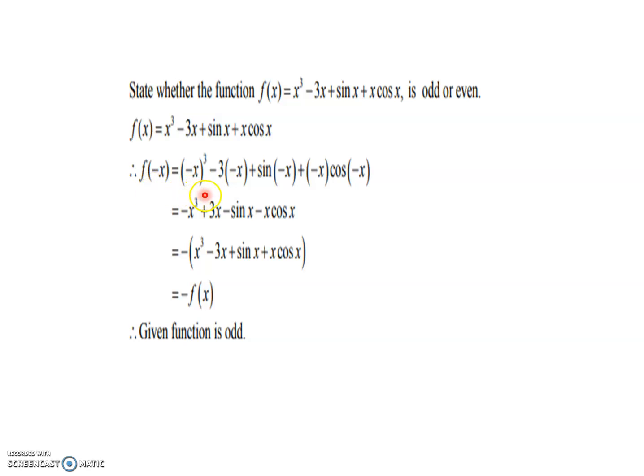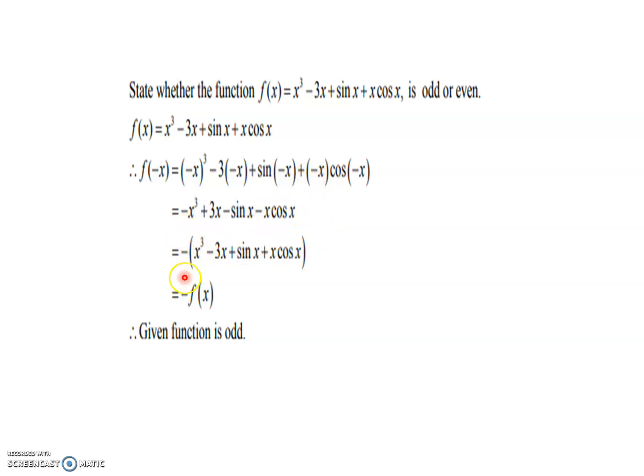f(−x) = (−x)³ − 3(−x) + sin(−x) + (−x) cos(−x). So (−x)³ is −x³, and −3 into −x is plus 3x. sin(−θ) is −sin θ, that's why it is −sin x, but cos(−θ) is cos θ, therefore −x cos x.